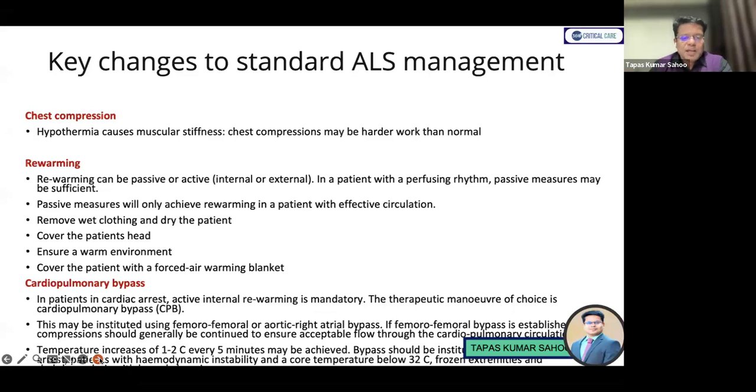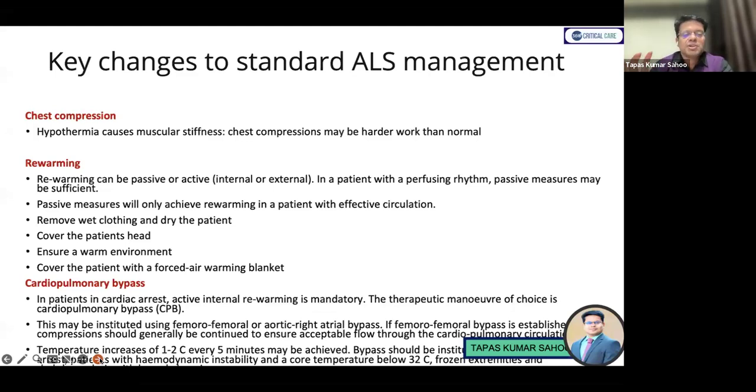Rewarming can be passive or active. If your patient has a perfusing rhythm, like in our patient, passive measures may be sufficient. But passive measures will only achieve rewarming in a patient with effective circulation. If your patient is in arrest, do not go for passive measures, rather active measures of rewarming. Remove all the wet clothing, dry the patient, cover the patient's head, and ensure a warm environment.